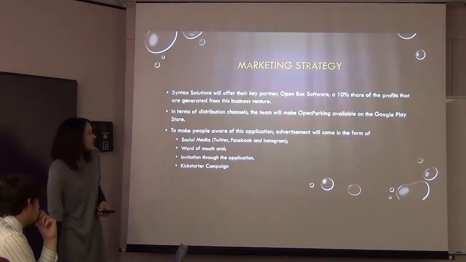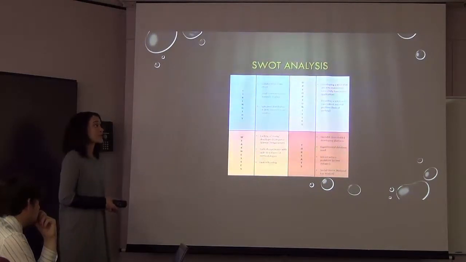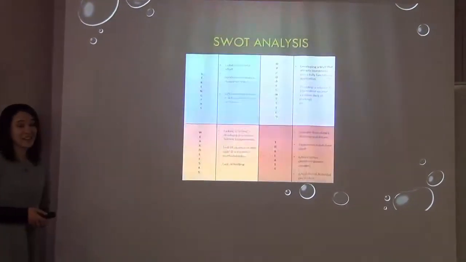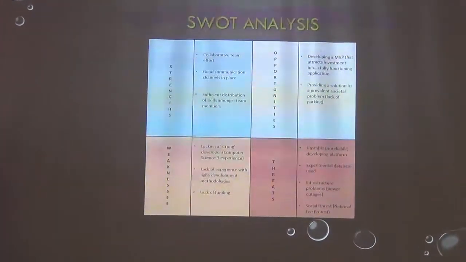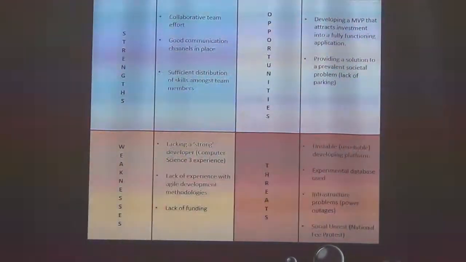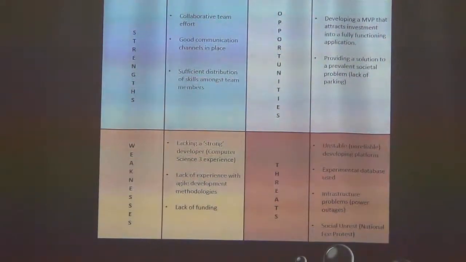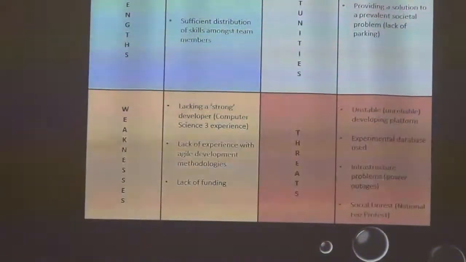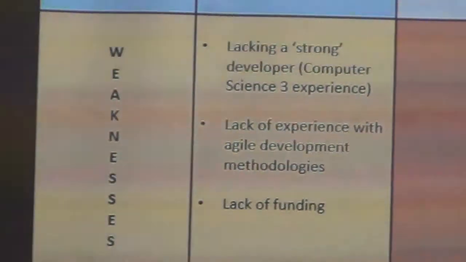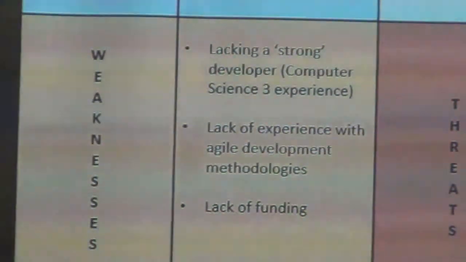And after this, I will now do a quick SWOT analysis of our project, which was developed throughout the entire project lifecycle. First of all, our strengths is a collaborative team effort. We have very good communication channels in place, and we have a sufficient distribution of skills amongst the team members. Some of the weaknesses that we found is that we were lacking a strong developer, that is to say someone with ComSci experience, but I'm sure you'll see when we come to the demo, our two main dev guys did an awesome job making up for that.